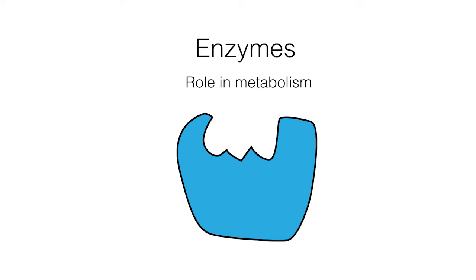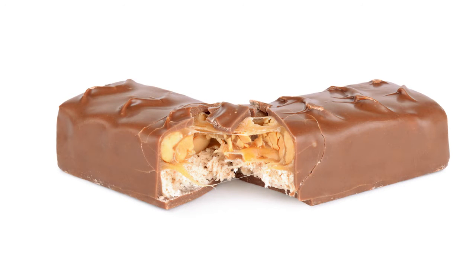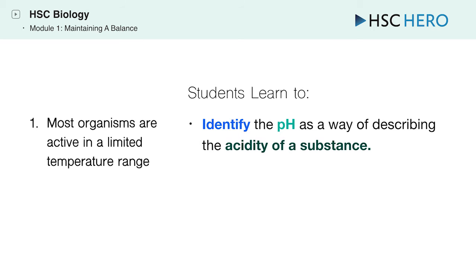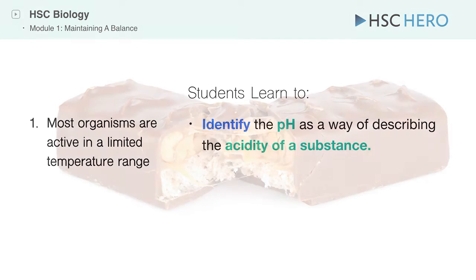Hey guys! In the previous dot point, we did a lot of stuff on what enzymes are and their role in metabolism. In this dot point, we will be exploring why chocolate is the meaning of life, as well as identifying pH as a way of describing the acidity of a substance.